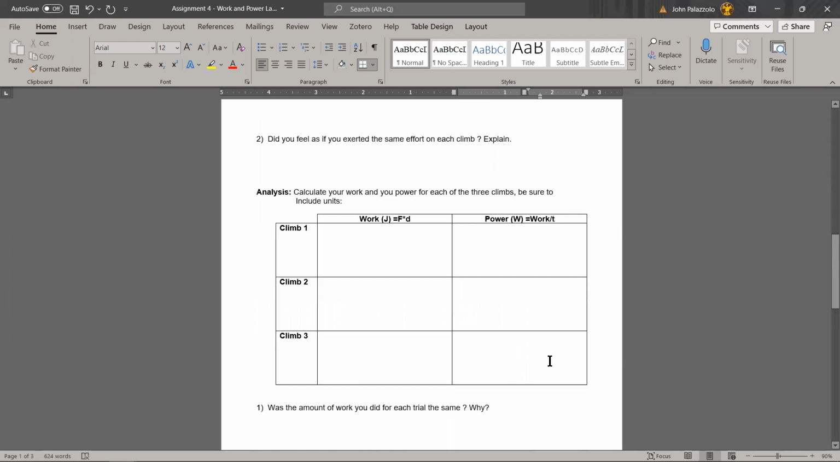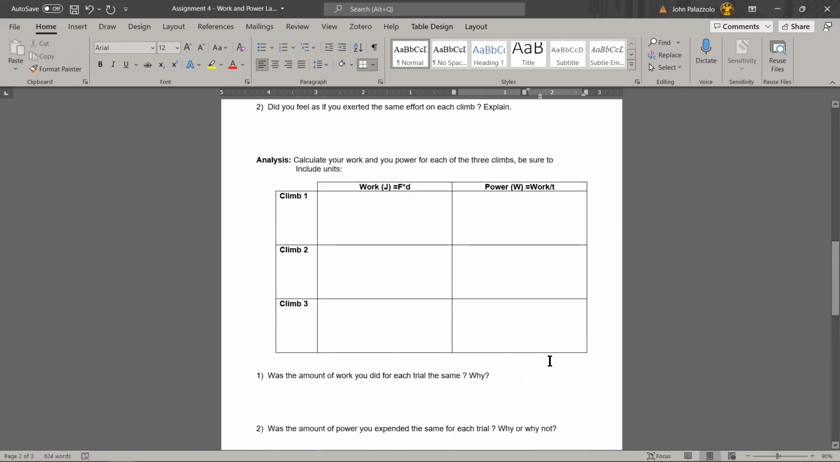Then you're going to do some calculations. Once again, I'd suggest using the Microsoft equation editor. Like I said before, I think it looks better than writing it out on scrap paper and emailing a picture of it. If you don't know how to use the equation editor, feel free to reach out. I'm more than happy to show you how to use it in Microsoft Word.